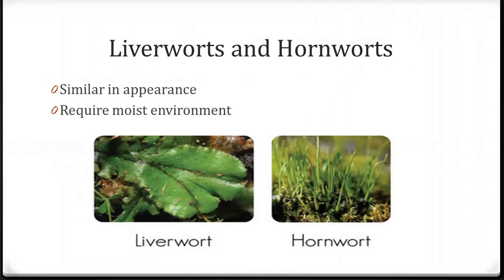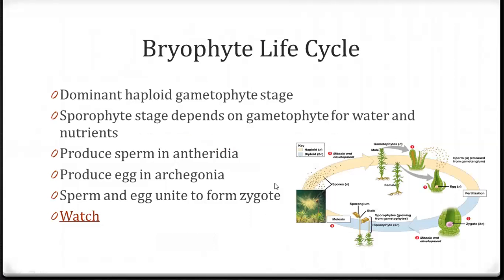Liverworts and hornworts are similar in appearance. They require moist environments. And then in the bryophyte life cycle, the haploid stage is dominant, and the sporophyte stage depends on the gametophyte for water and nutrients. These are a lot of complicated words. If you watch this video, I think it will help you.